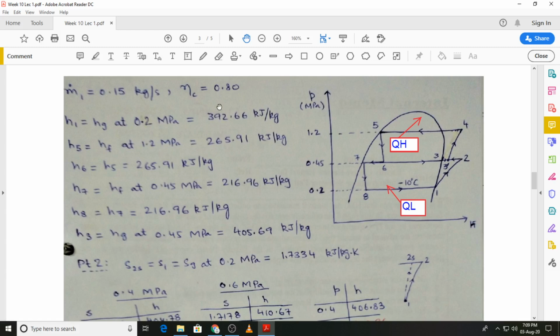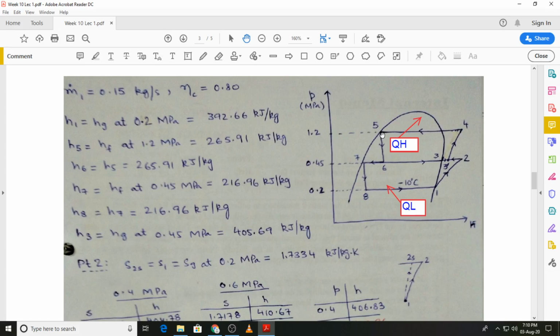Now let's start by looking at what we have given. We are given that the isentropic efficiency of each compressor is 80%, which I have shown over here. Then the mass flow rate through the evaporator is 0.15 kilograms per second. That is also given in the problem. Now we can start by finding out the enthalpies which are easily obtained from the tables. If you look at state 1, that is saturated vapor at 0.2 megapascals. So the enthalpy, specific enthalpy is given over here, that is obtained from the table.